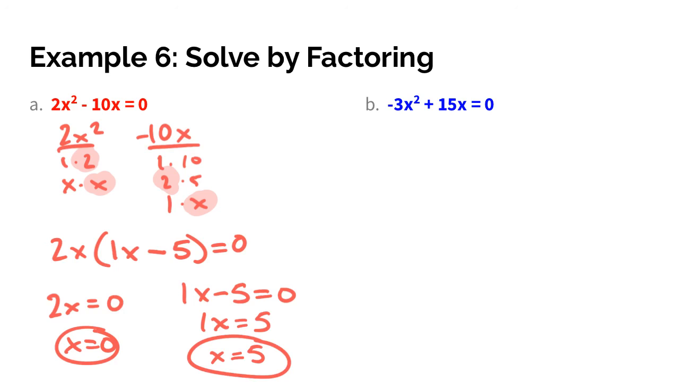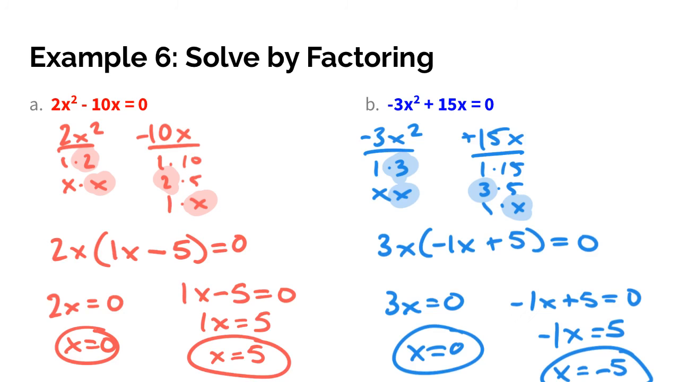I have negative 3x squared plus 15x equals 0. Why don't you guys try this one on your own? See what you would get here when factoring and then solving. All right, then the greatest common factor here would be 3x, and then times the remaining, which would be negative 1x plus 5, and that's equal to 0.